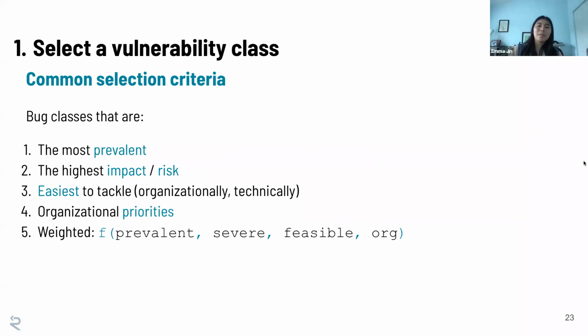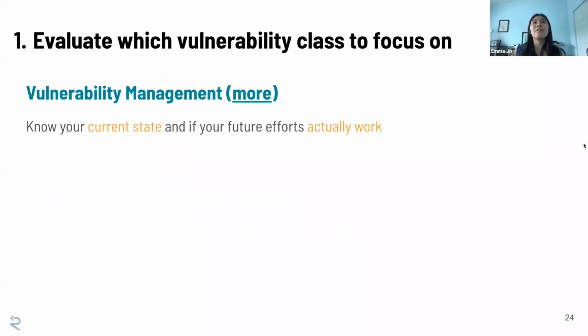Selecting a vulnerability class, you probably want to do in some sort of structured way. There's just so much stuff to do out there. And so you might want to choose the one that's most prevalent in your code base, or maybe you want to go for something that doesn't occur as often, but if it happens, it's really bad. Or maybe you just want to start with whatever's easiest to tackle. But whatever it is, you'll probably end up using some combination of that. But whatever it is, you will need information.